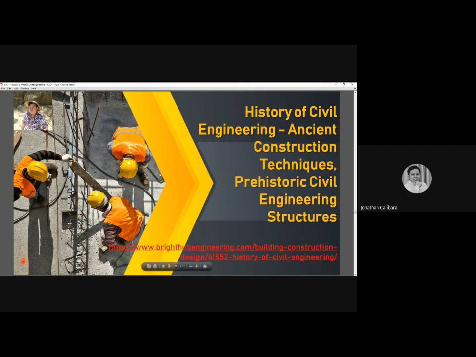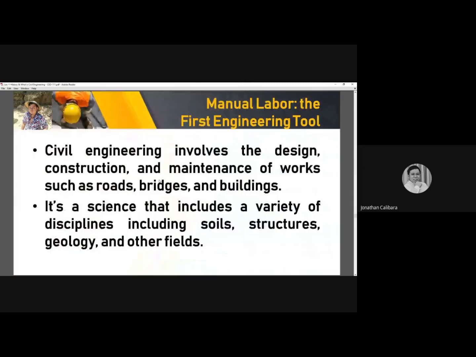I just borrowed them. Okay? So here we have: civil engineering involves the design, construction, and maintenance of works such as roads, bridges, and buildings. It is a wide statement. Civil engineering involves the design, of course. So what I have said earlier, you have to design in order to construct. Design comes from thinking skills, critical thinking. Construction is about implementing the job.